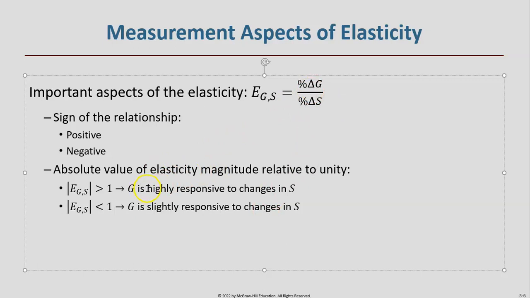Okay, and these should have quotes around them because sometimes the numbers are very similar. 1.01 is not that much different than 0.98. So these terms are relative. Okay, but when G is slightly responsive, that means the percentage change in G is less than the percentage change in S.